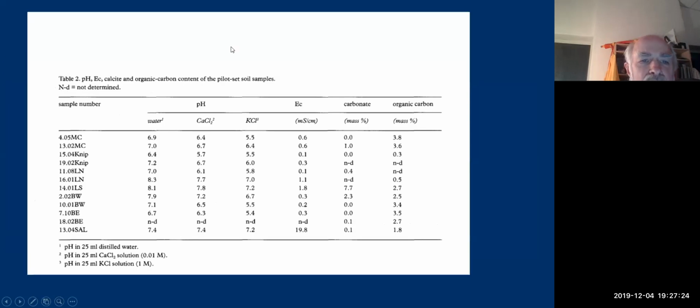All right, now this is measurements of pH, carbonate content, which would be primarily calcium carbonate, and then organic carbon. ND means didn't work or not done. And pH is measured in 3 different ways here. Most commonly we just measure it in water, but it does make a difference. At any rate, it looks like most of the soils are what? Acid, alkaline, or neutral? Which one?